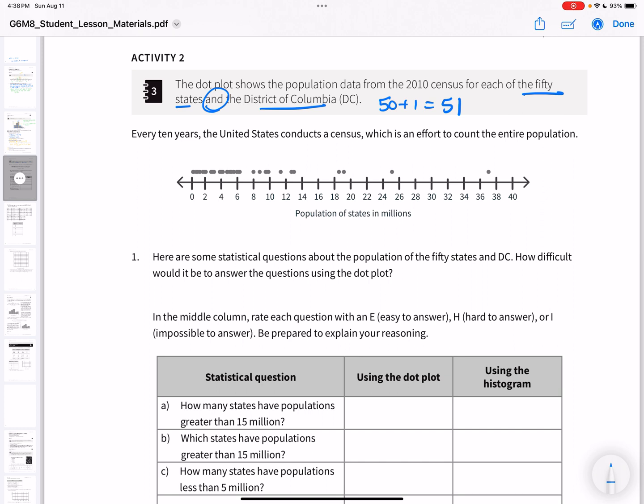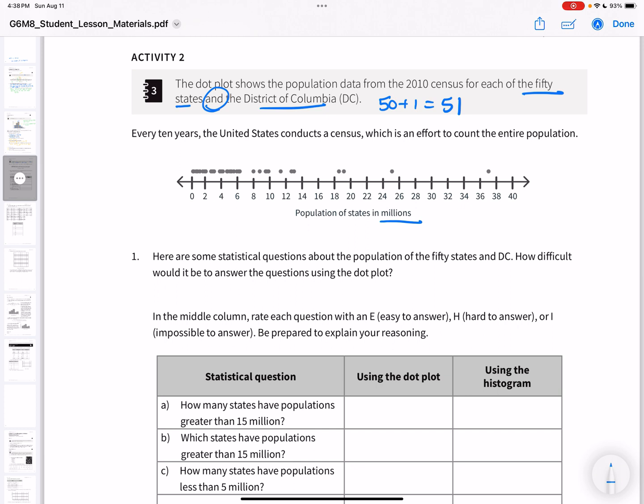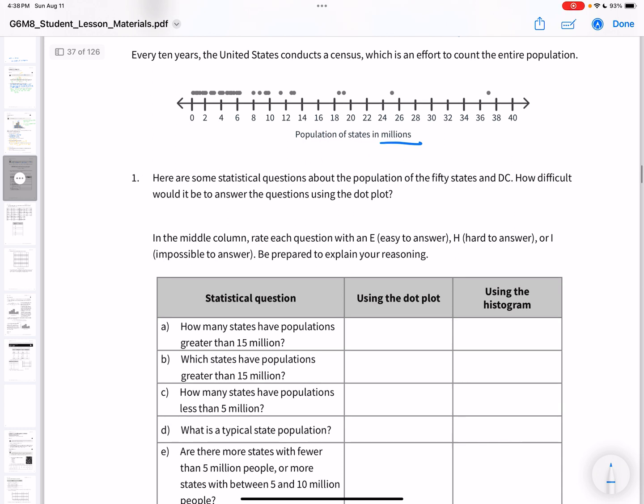All right, so let's look at our dots. Every 10 years, the United States conducts a census, which is an effort to count the entire population. This is the population of the states in millions. So we are talking millions, not 25 people, right? 25 million people. Number 1 says, here are some statistical questions about the population of the 50 states and DC. How difficult would it be to answer the questions using the dot plot?